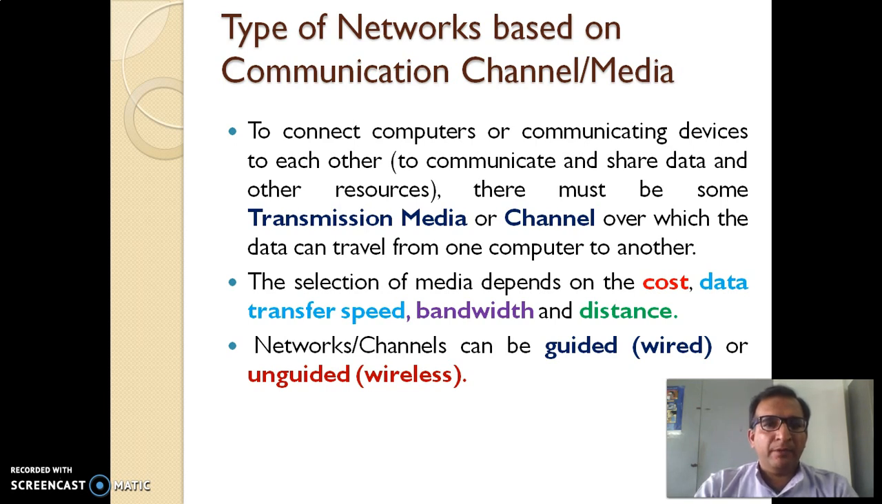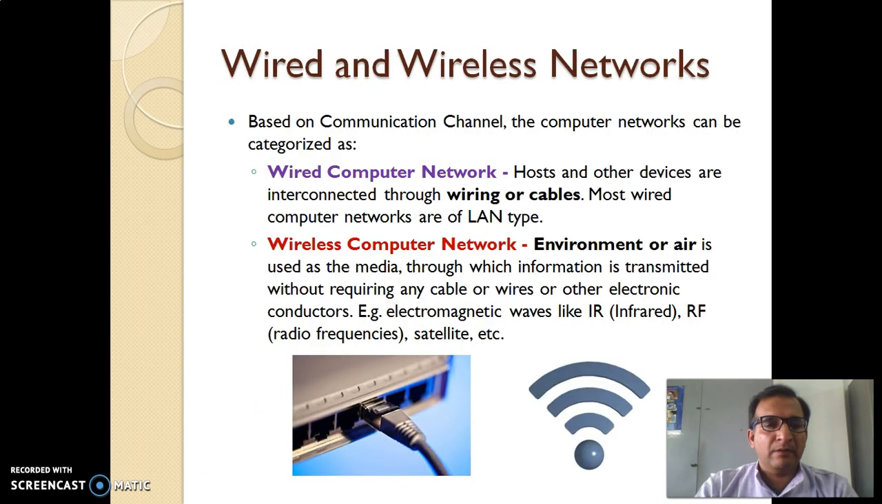To connect computers or communicating devices to each other, there must be some kind of transmission media or channel over which the data can travel from one computer to another, and the selection of that media depends upon various factors like cost, data transfer speed, bandwidth, and distance. There can be two kinds of media, guided and unguided. Guided means wired and unguided means wireless.